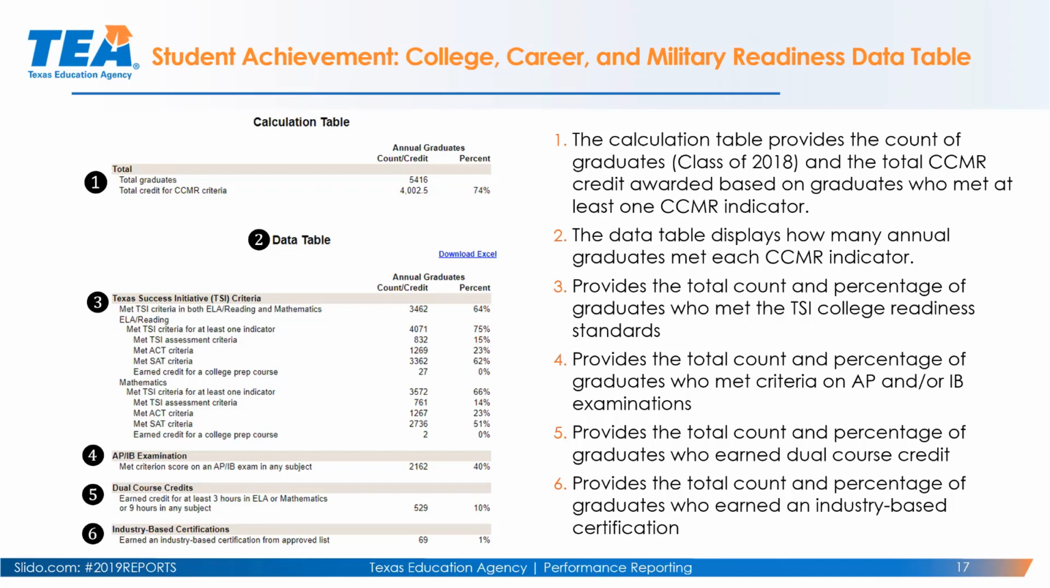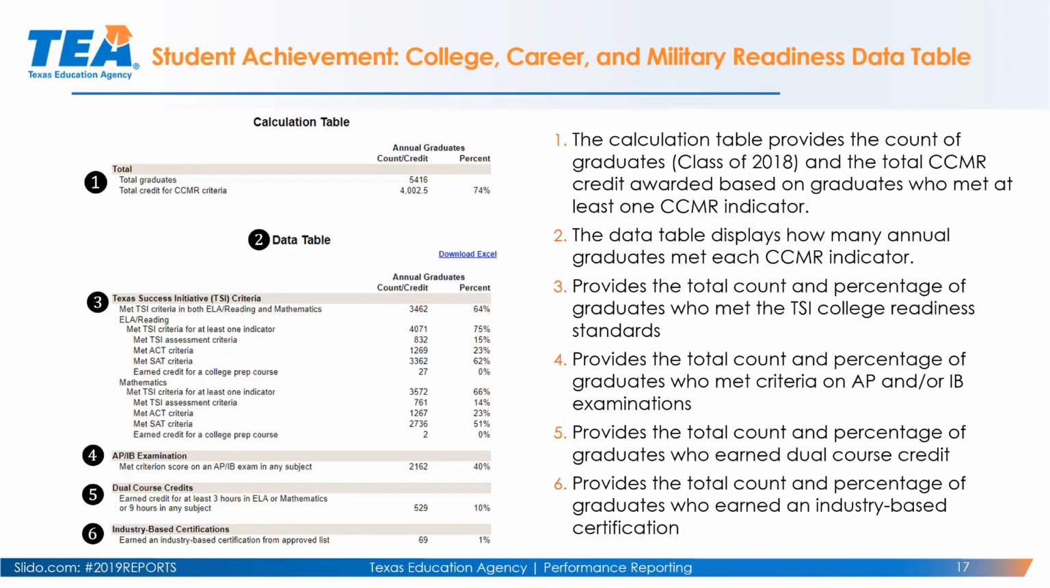So looking at section 3, this is where we disaggregate CCMR performance data for all the graduates. The first section, section 3, looks at the total count and percentage of graduates who meet the Texas Success Initiative, TSI, criteria. And that looks to see if they met the criteria in both reading and mathematics. So a graduate would have to meet the criteria in reading and in mathematics.